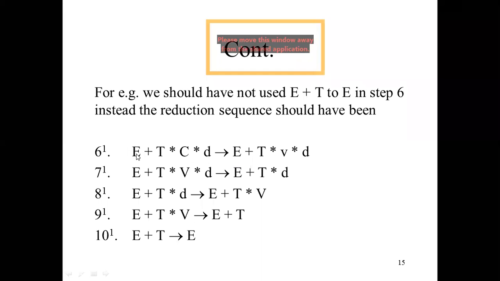In the preceding case, what we have done, we just replaced E plus T by E, by using the given grammar. But what we must do now, we must write the same thing E plus T, but we have to replace C by V. Whenever we replace this C by V, we write again star D, and again come here, E plus T star V star D. We write the same thing on the left hand side. Again you can see E plus T, we are writing again the same thing.